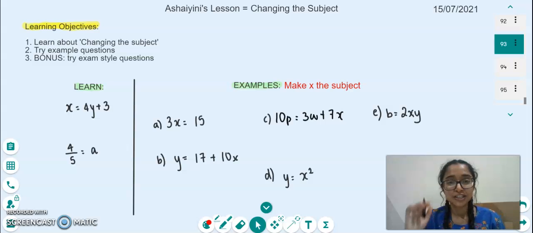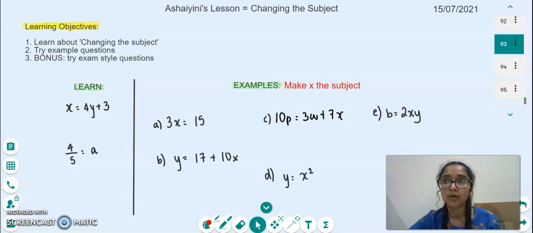Okay, so just roughly we're going to go through the learning objectives. So what we're going to do first, like I mentioned, is we're going to be learning about what we mean by changing the subject. Then we're going to try a few example questions. Then if we have even more time, we're going to try a few exam style questions. Yeah, so that's going to put everything we've learned today into practice.